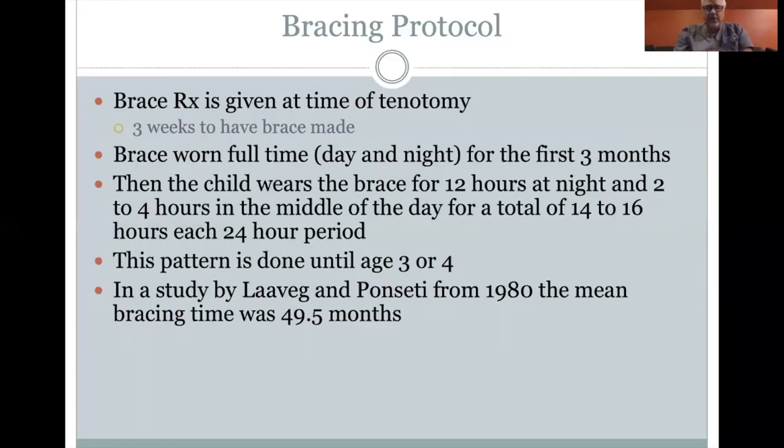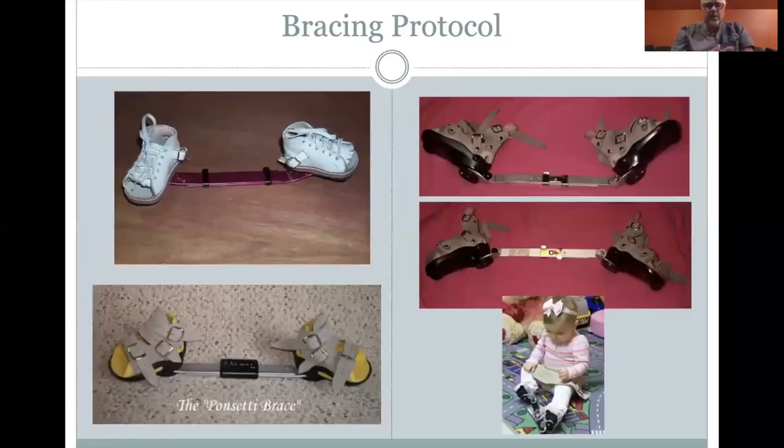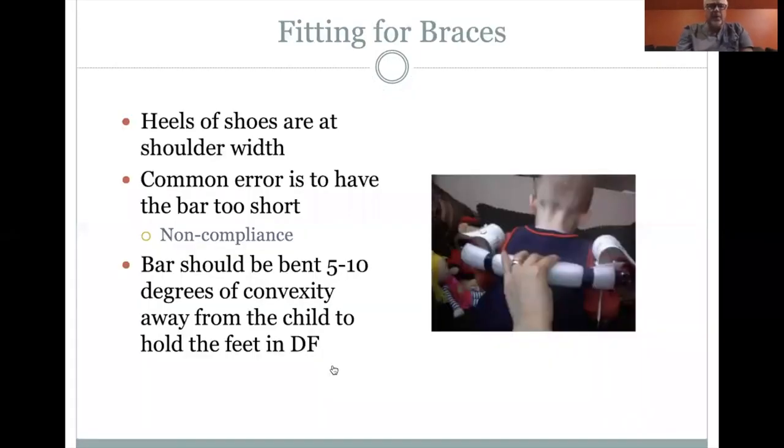was about 50 months. There are several different types of braces that are used. There are abduction bars. And I like the Ponseti brace myself. That's my preference. There are some bars, like the Dobbs bar down here, which allows the kids to kick. But I like this Ponseti brace. I like the shoes. They're easy for the kids to get in and out of. It really allows you to lock the heel back and down. You can adjust the position of abduction also on them.